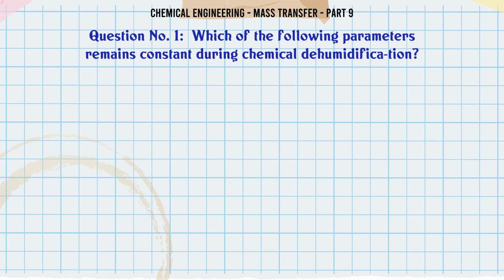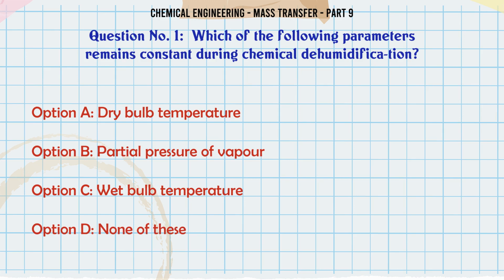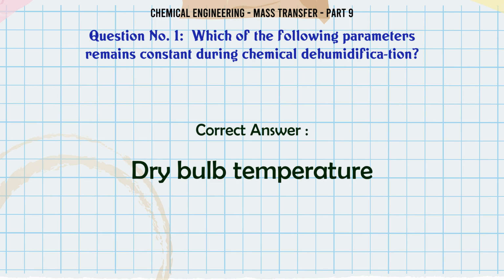Which of the following parameters remains constant during chemical dehumidification? A. Dry bulb temperature. B. Partial pressure of vapor. C. Wet bulb temperature. D. None of these. The correct answer is dry bulb temperature.